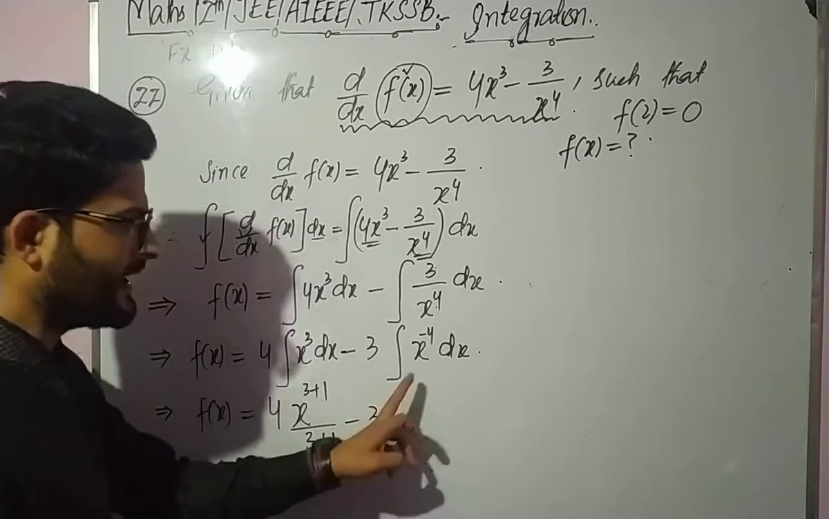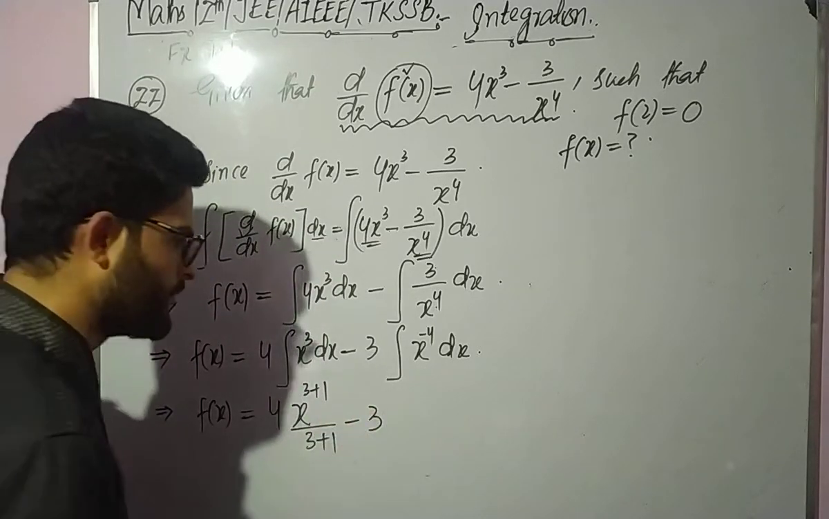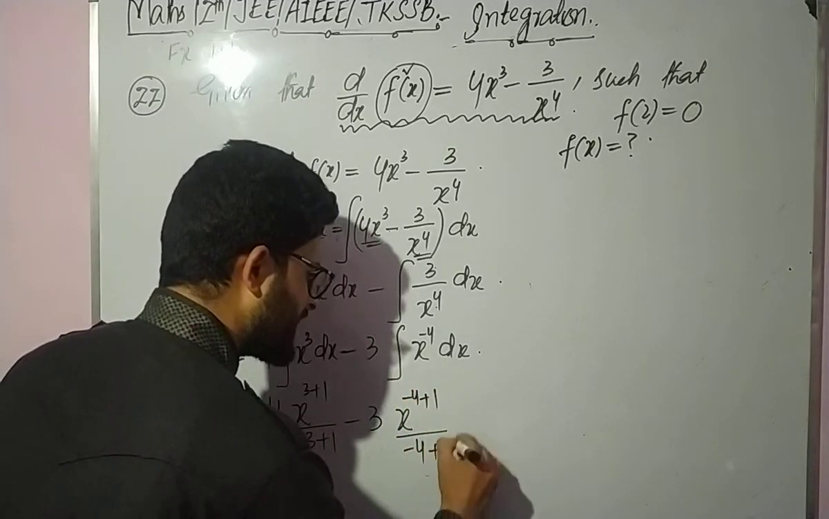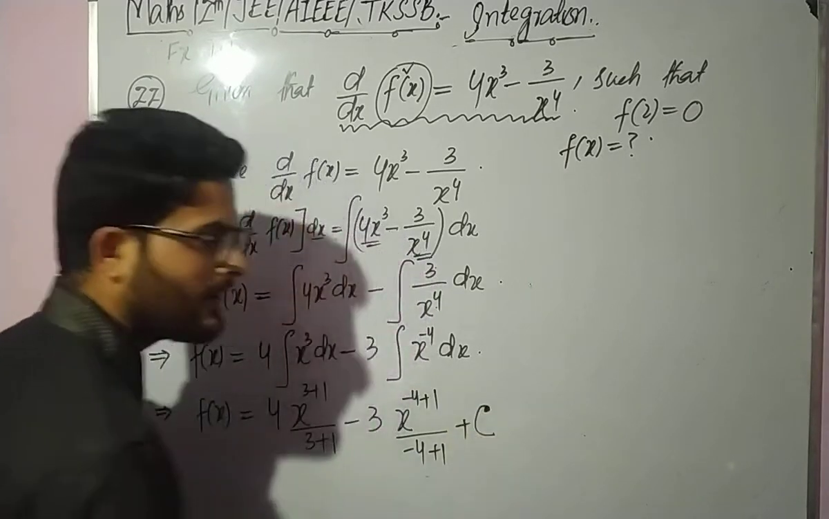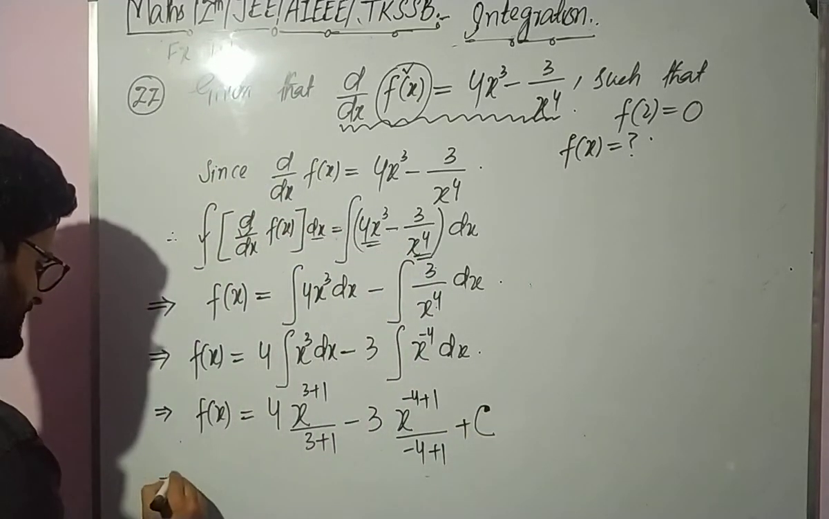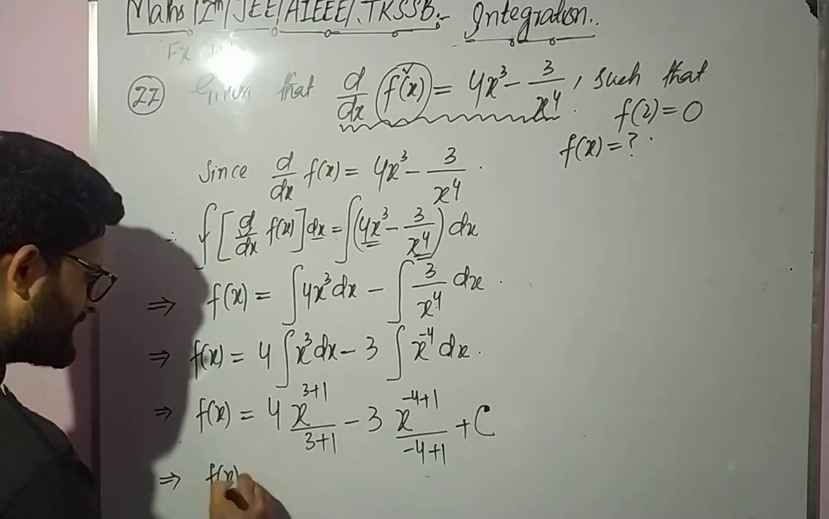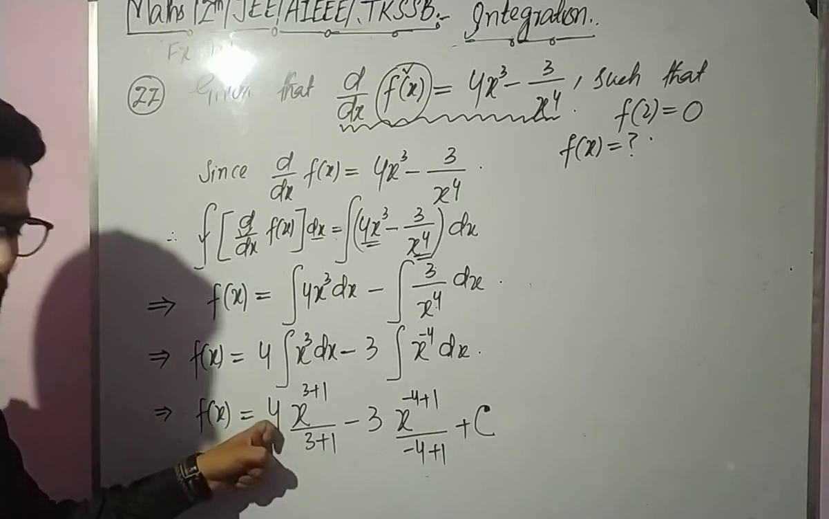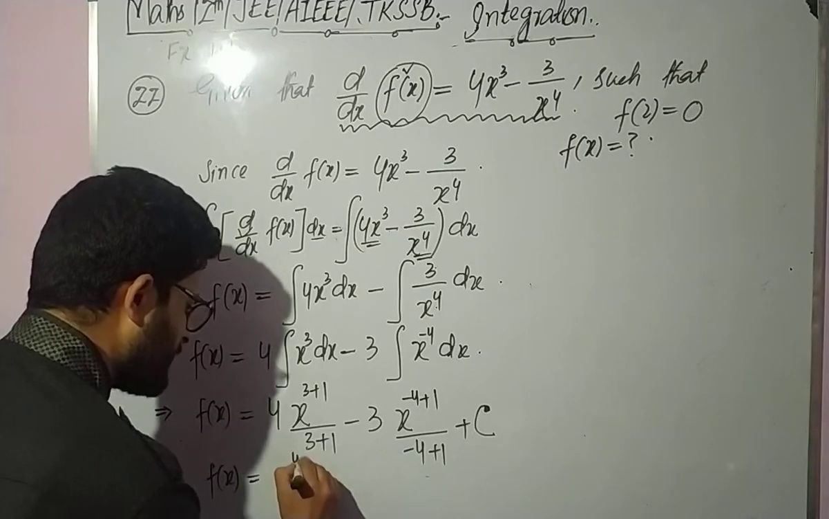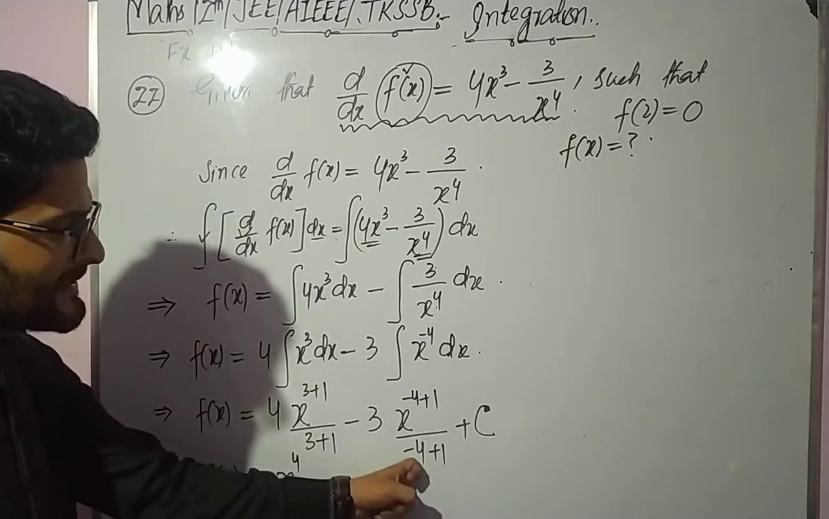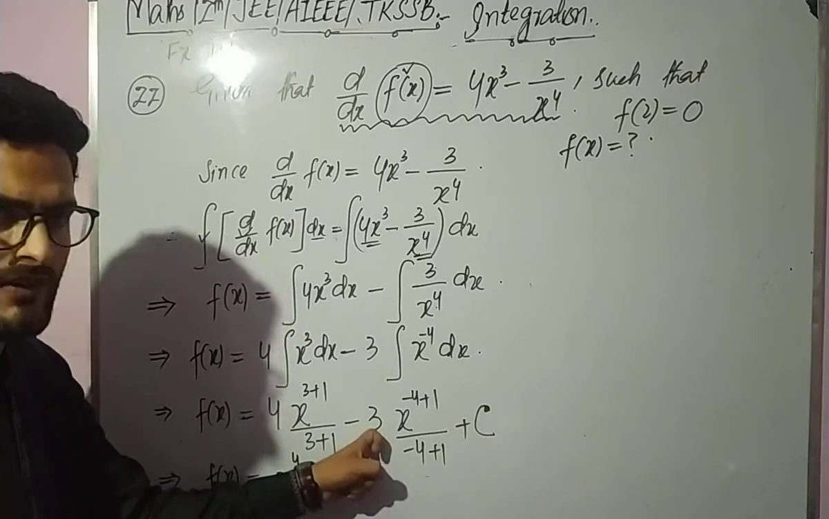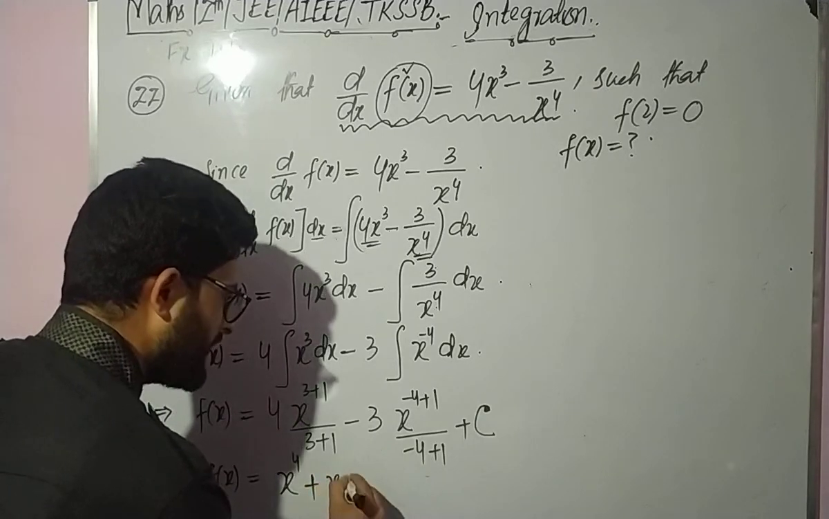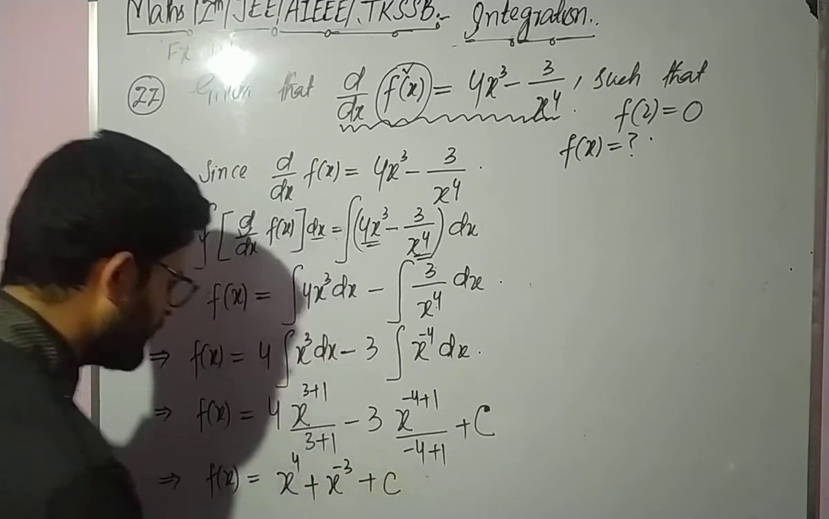Minus 3 times the integration of x raised to the power minus 4, by the power rule, is equal to x raised to the power minus 4 plus 1 divided by minus 4 plus 1, plus C, the constant of integration. This can be written as f of x equal to 4 upon 3 plus 1, that is 4. So 4 and 4 cancel out. It will become x raised to the power 4 minus, minus 4 plus 1 is minus 3. 3 and 3 cancel out. Minus and minus become plus. So x to the power 4 into x raised to the power minus 3 plus c would be the value of what?